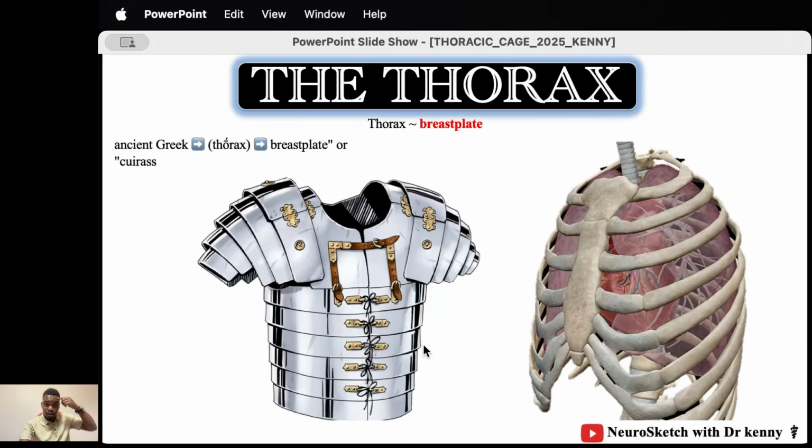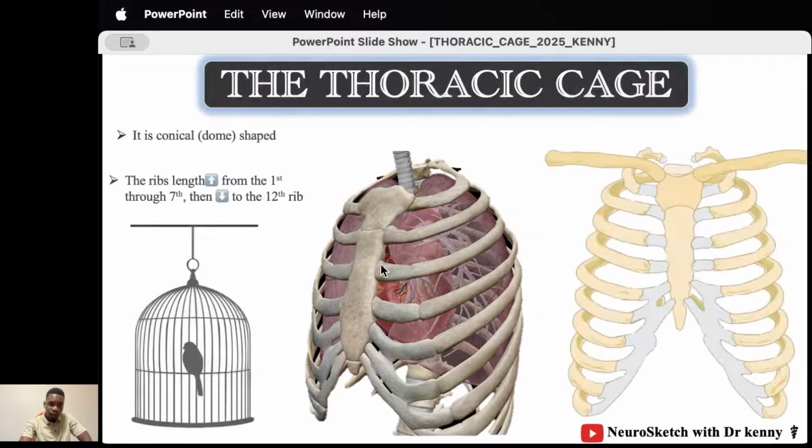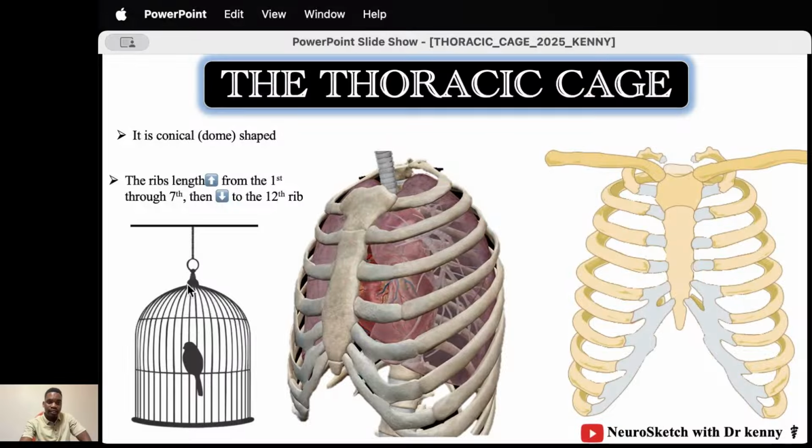This is a breastplate. Why is this region of the body called thorax? It is because it protects the structures that are lying deep within the chest in a similar fashion as how the breastplate protects this part of the body, and so it is called the thorax. It is conical shaped and has the shape of a bird cage, because the length of the rib keeps increasing from rib number 1 to rib number 7, but from rib number 7 to rib number 12, the size keeps decreasing.